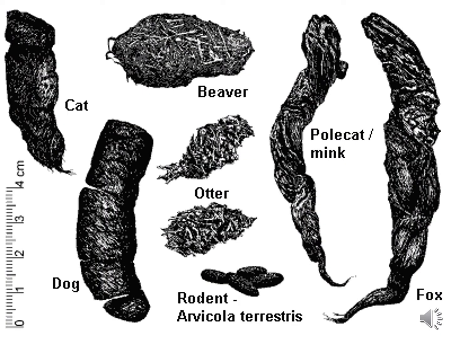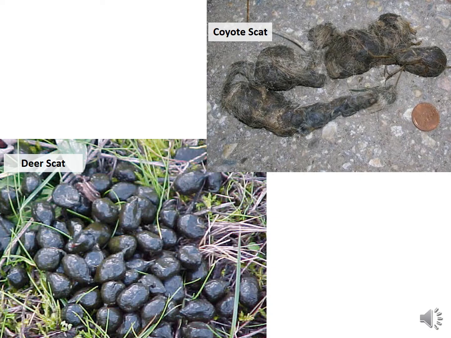Scat is animal droppings. Each animal's scat is different. When looking at scat, if we see hair or bones, like this coyote scat, we know the animal has adapted to eat meat and has sharp teeth. If you see plant material, like this deer scat, we know it has flat teeth for grinding and chewing.